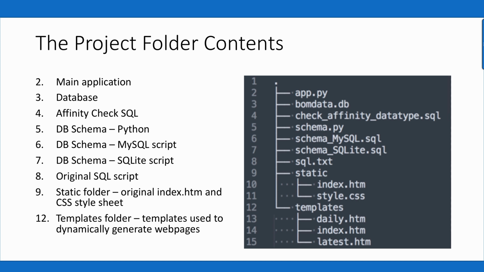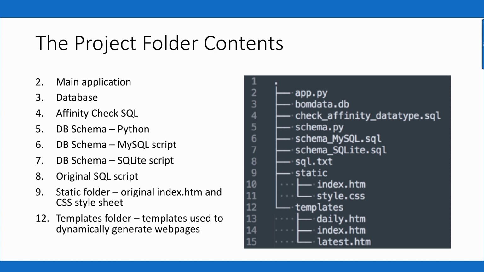Schema.py is a Python code used to create and populate the database. Schema MySQL.sql is the original MySQL script. And then schema SQLite.sql contains the SQL converted from the MySQL to SQLite. And then SQLite.txt is just the original MySQL script.